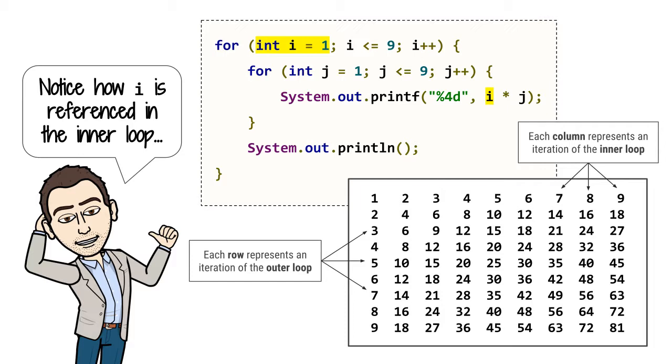In this case, we are producing a classic times table up to 9 by 9. The outer loop is a definite loop that executes 9 times for each of the numbers 1 through 9. There's also an inner loop, which itself is executed 9 times. You can think about the rows representing each iteration of the outer loop, and each column as representing each iteration of the inner loop. Notice how the iteration variable i from the outer loop is referenced within the inner loop. This is possible because i is said to be in scope.